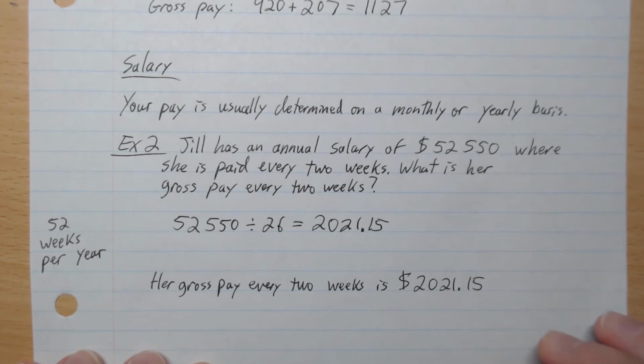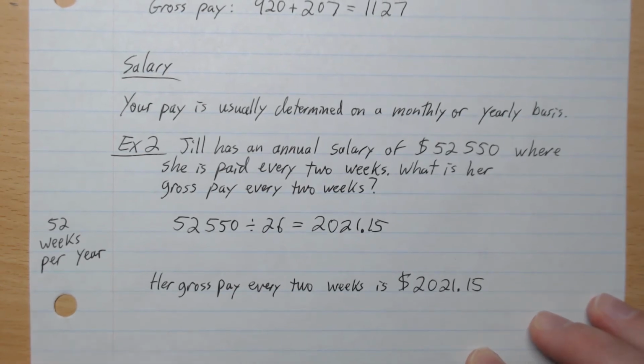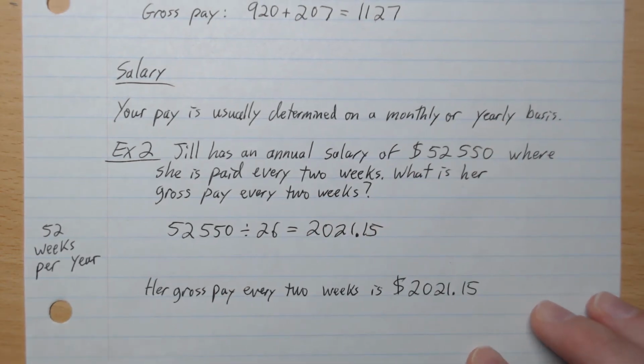Okay, salary. So this is where your pay is usually determined on a monthly or yearly basis. Yearly basis is probably the most popular. Jill has an annual salary, in this example, of $52,550, where she is paid every 2 weeks. What is her gross pay every 2 weeks?